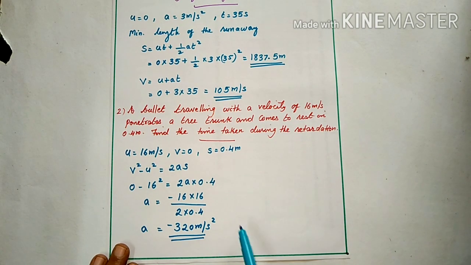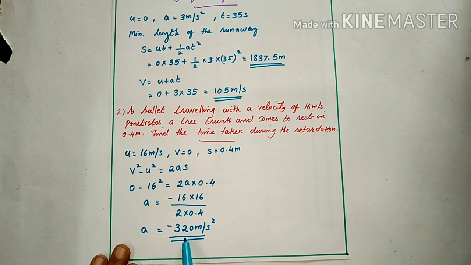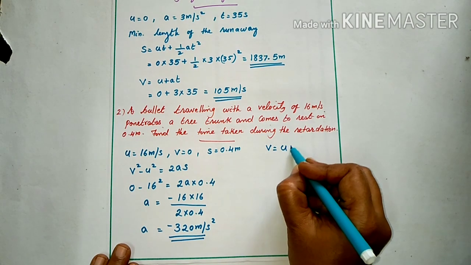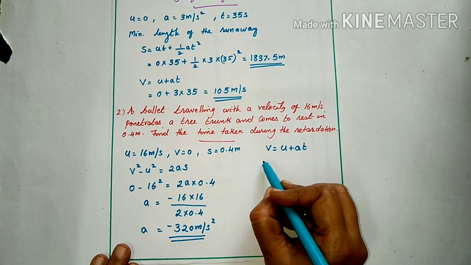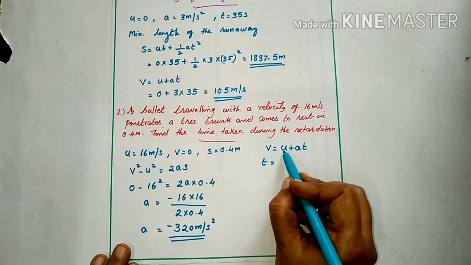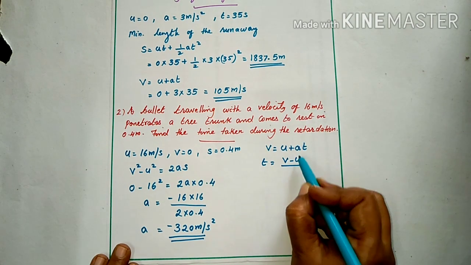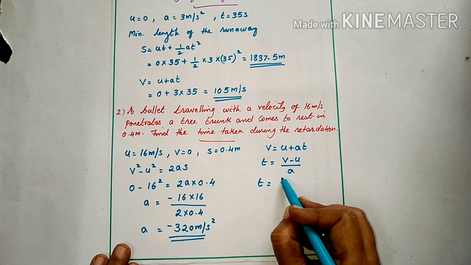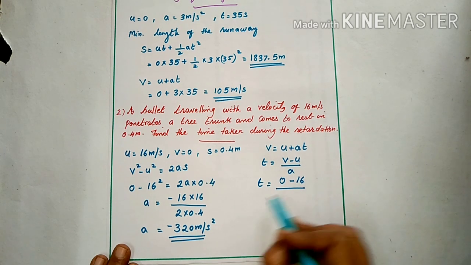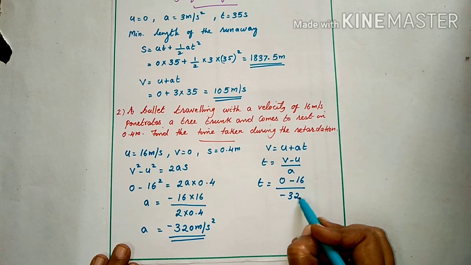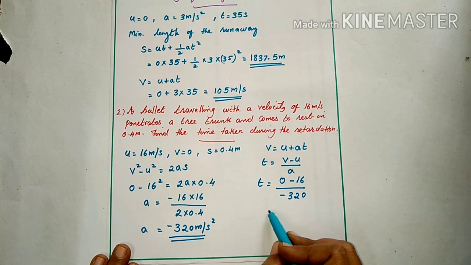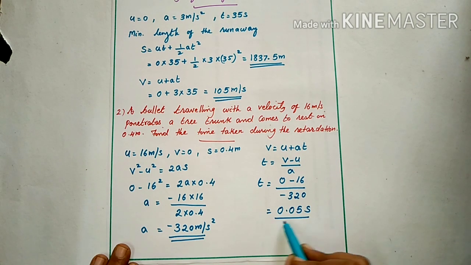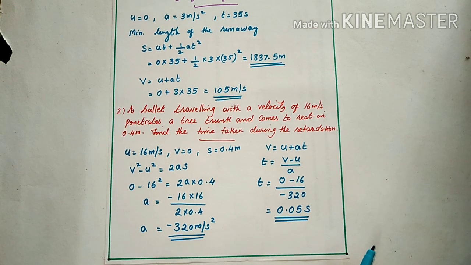Then we can calculate the time taken during the retardation, with acceleration minus 320 meter per second square. Using the formula v equal to u plus at, we can rearrange it: t equal to (v minus u) divided by a. Substitute here, v equal to 0, minus 16 divided by minus 320. By dividing, you will get the answer 0.05 seconds. So this is the time taken during the retardation.